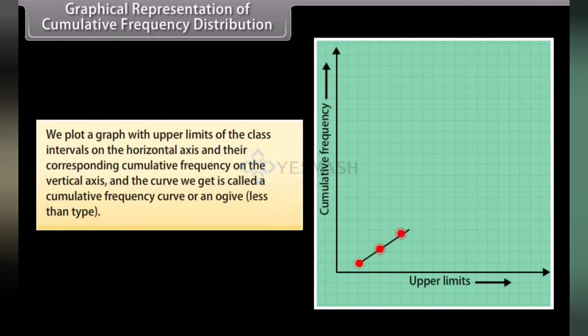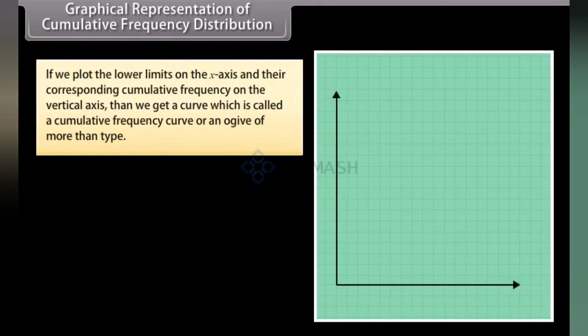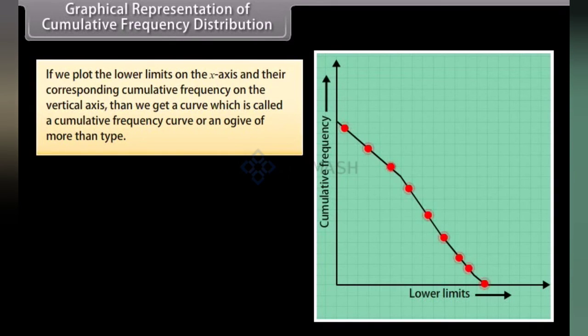Graphical representation of cumulative frequency distribution. In this, we plot a graph with upper limits of the class intervals on the horizontal axis and their corresponding cumulative frequency on the vertical axis. And the curve we get is called a cumulative frequency curve or an ogive of less than type. If we plot the lower limits on the x-axis and their corresponding cumulative frequency on the vertical axis, then we get a curve which is called a cumulative frequency curve, an ogive of more than type.